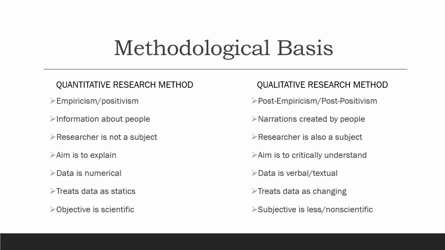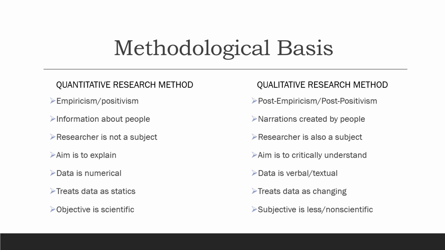So now let's see the methodological basis of the quantitative research method and the qualitative research method. The quantitative research method includes empiricism and positivism, whereas the qualitative research method includes post-empiricism and post-positivism. When we are talking about the quantitative research method, there is an objective world independent of the mind of the researcher. Also, the researcher can know the world and explain it to others.